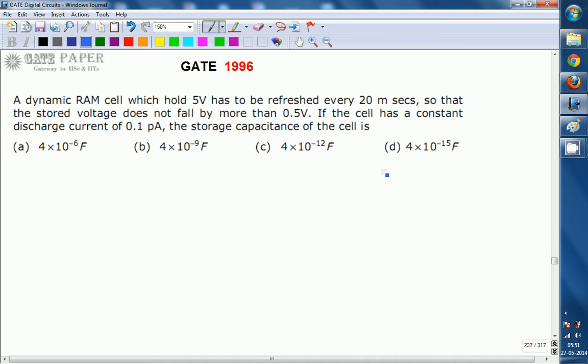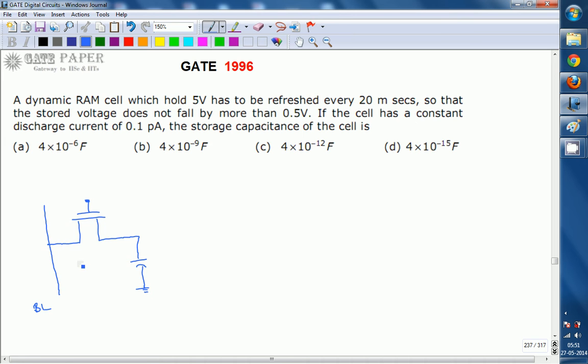Okay, so a dynamic RAM cell looks like this. A dynamic RAM cell consists of one NMOS enhancement mode transistor followed by a parasitic capacitor. This is the combination of a dynamic RAM 1 bit cell. This is the bit line, which is treated as BL.